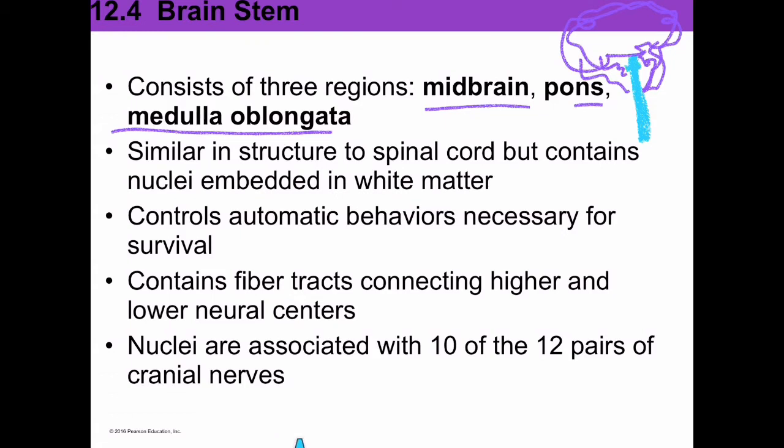These are specialized regions which we've been able to identify, and they have shapes that differentiate them, but really what we care about is that their processing is divided, largely, not entirely, but largely. They're similar in structure to the spinal cord, like we just said, but it contains nuclei, meaning a little bit of gray matter in the white matter.